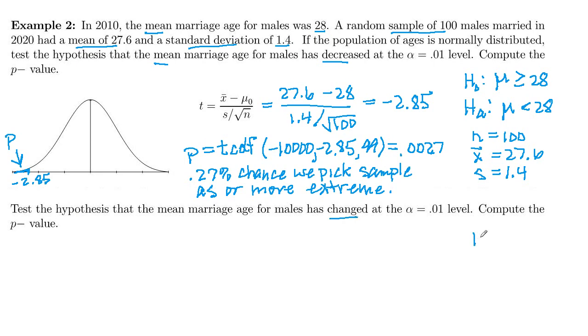And then if we test the hypothesis that the mean marriage age has changed, then that's a two-tailed test. So that's just saying that our HA is going to be mean not equal to 28. So that means that we could get the negative 2.85 or 2.85. We got a two-tailed test. So then with two-tailed, all you do is multiply your one-tailed p-value by 2. So this would be 2 times the 0.0027. So that is 0.0054. Still pretty extreme.